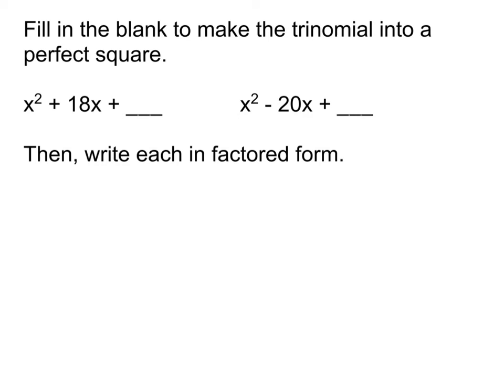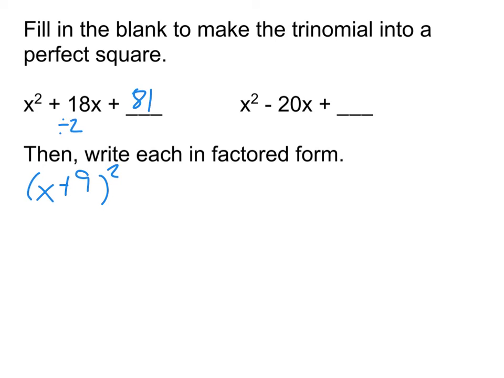All right, so let's see what you end up getting here. For the first one, you should get 81 in the blank in order to complete it. Why? Because when we go and get that factored form, it ends up being x plus or minus something squared. That something has to be half of the 18. So that's a 9. And 9 squared gives me 81. So that's how I knew it was 81.